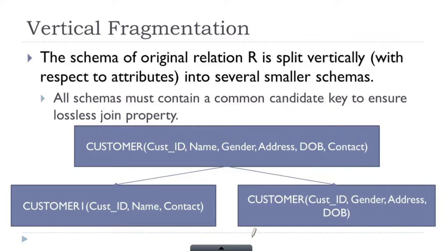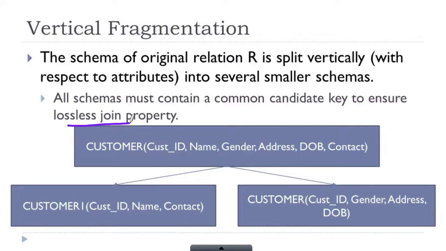That means I broke my relation into two or more relations. When I perform a join operation between these fragmented relations, I must end up with the original relation without losing any information. That is what the lossless join property is all about.